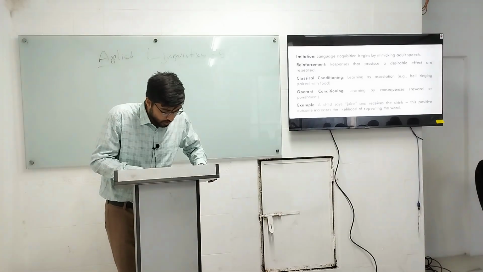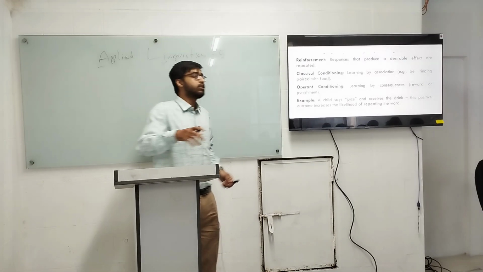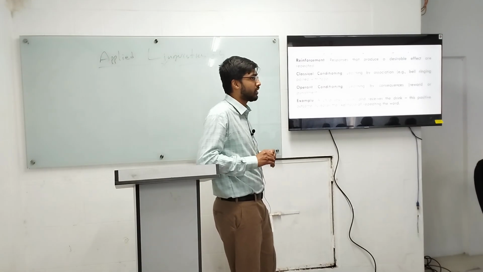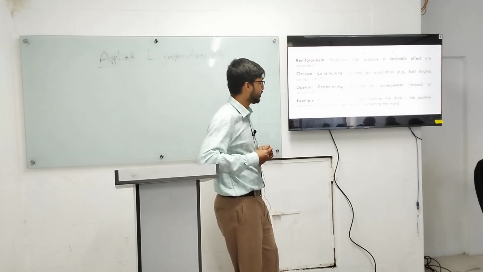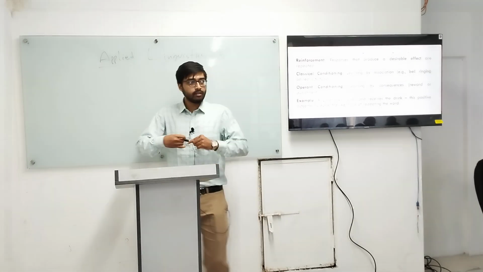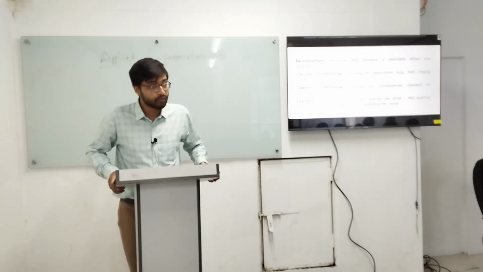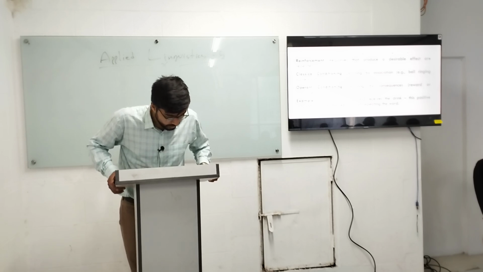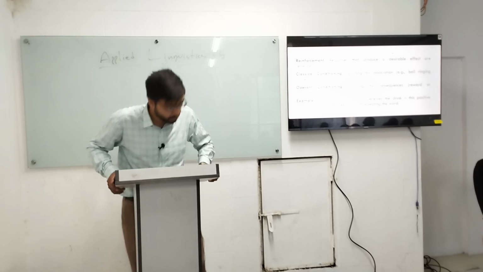Yes. Thank you. Okay, and two conditionings: classical conditioning and operant conditioning. Well, I actually gave classical conditioning and operant conditioning in the previous year's midterm exam, so I should not be putting these things in this year. But still, in order to learn, I would really appreciate it if you learn that. Classical conditioning is learning by association, a bell ringing paired with food. Operant conditioning is learning by consequences, reward or punishment.